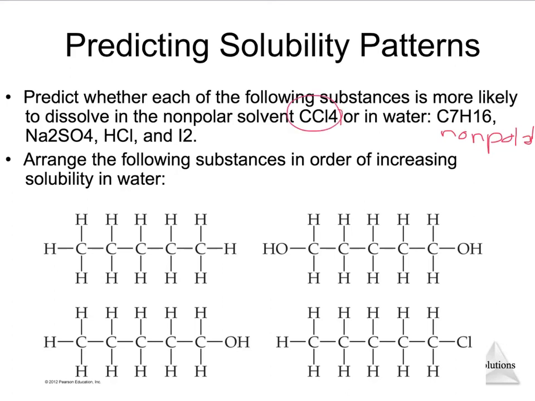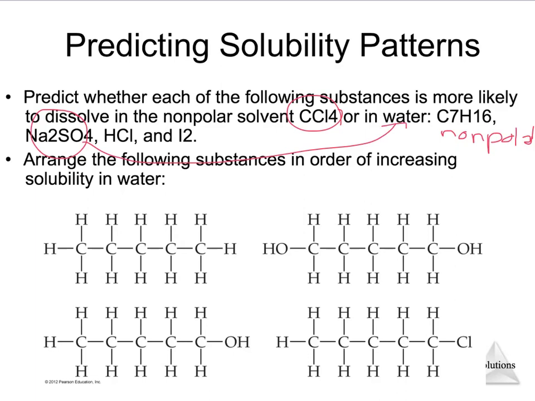Okay, let's move on to Na2SO4. Now, Na2SO4 we know is ionic. So if we have some type of ionic salt, then we can think about those ions could dissolve or dissociate in water, but they probably wouldn't be able to do anything in a nonpolar solvent. So we would say that our ionic compound, Na2SO4, is going to be able to dissolve here in water.